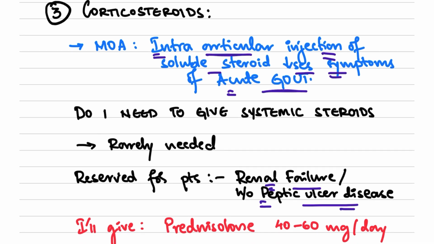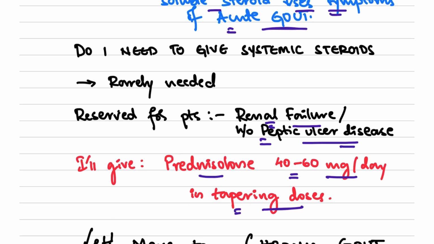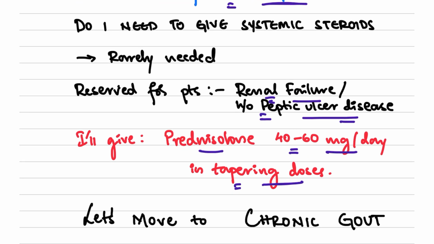If I'm choosing systemic steroids, which drug will I choose? I'll preferably give prednisolone, 40 to 60 mg per day in tapering doses over the weeks. So now let's move on to chronic gout, and we'll have a separate lecture on chronic gout, the separate class of drugs and their mechanism of action.